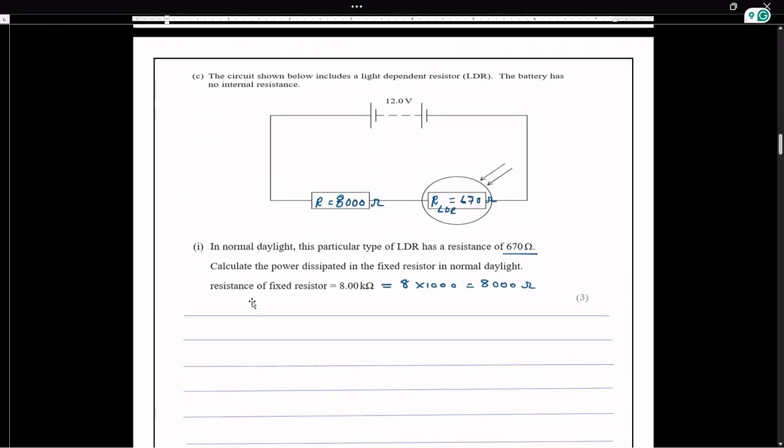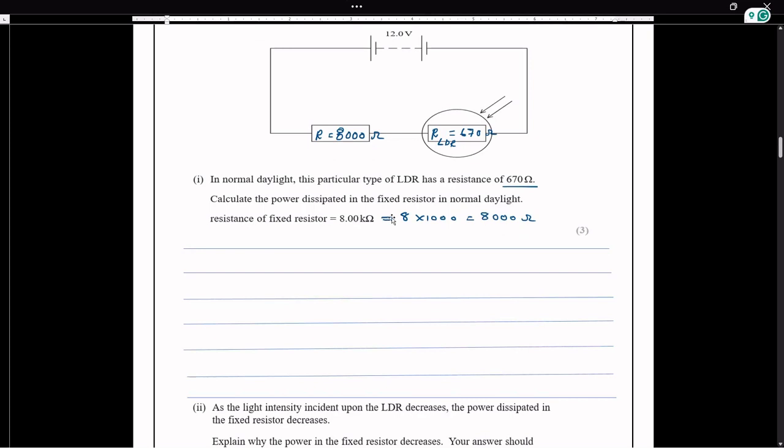Now the question is, calculate the power dissipated in the fixed resistor. So how much is the power dissipation, PR? How much is the power dissipated by the fixed resistor R? And we have studied the equations for power. Power is the product of voltage and current.